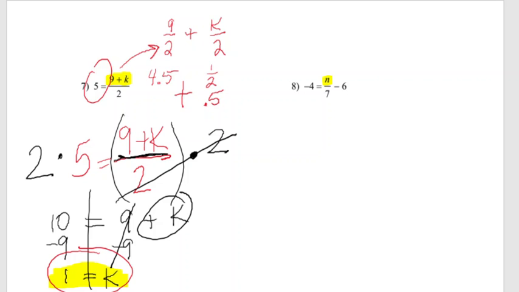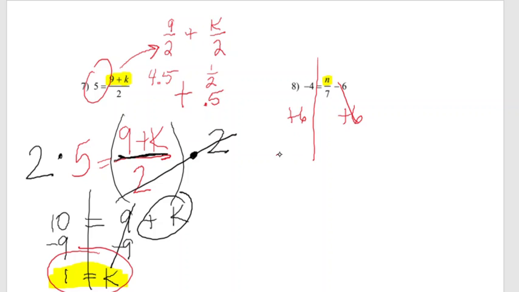That's different than problem 8 because when you read problem 8, you have n divided by 7 minus 6. So the minus 6 is all by itself. The minus 6 is the last thing I said. So the minus 6 will be the first thing that I cancel. I cancel minus 6 by adding 6 to both sides.